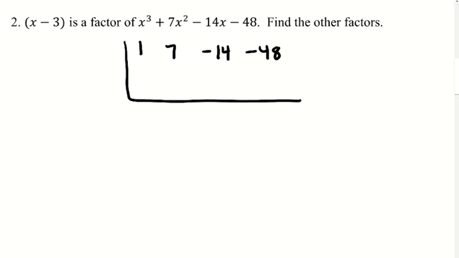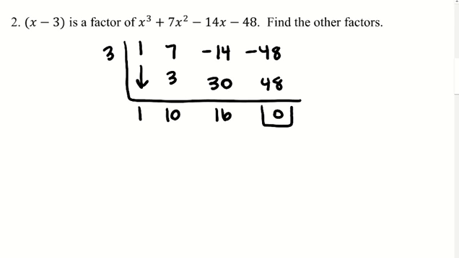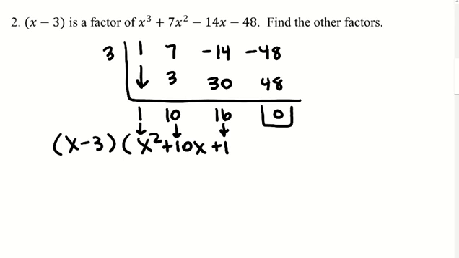If x minus 3 is a factor, then when I plug in 3, I'll get 0. Okay, so I'll run this through and I'll see what happens. Drop that down, multiply, add. Multiply, add. Okay, 30 minus 14 is 16. 16 times 3 is 48. Okay, that's 0. That means that this polynomial is x minus 3 times x squared plus 10x plus 16.